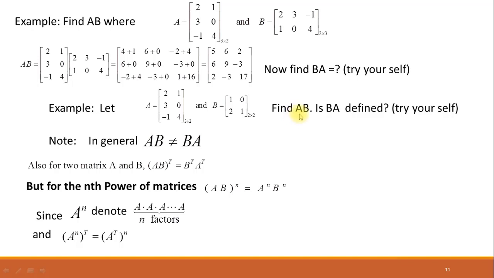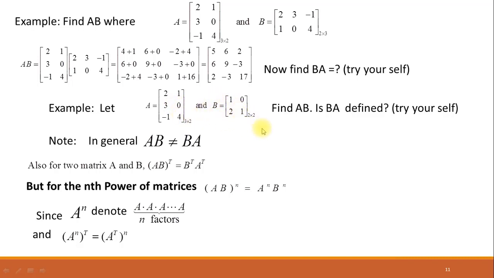For the multiplication AB, first of all check the condition that the number of columns in matrix A must be equal to the number of rows in matrix B. Since matrix A has 2 columns and matrix B has 2 rows, the multiplication of these two matrices is possible.